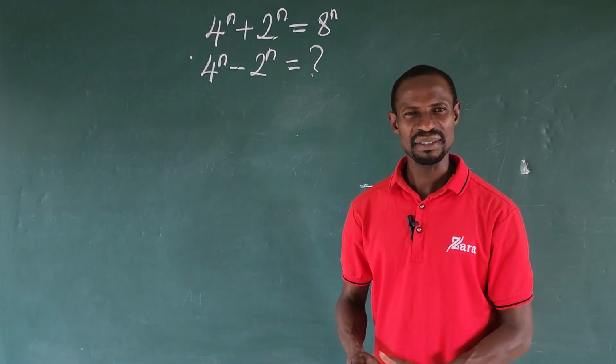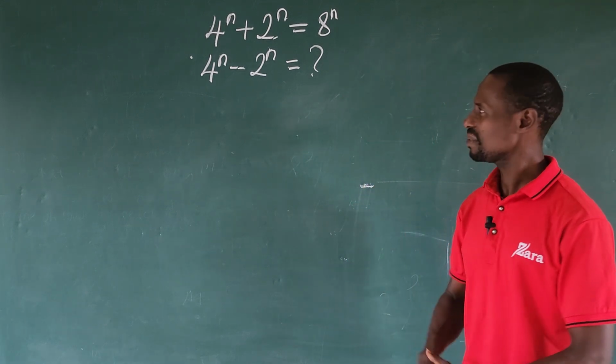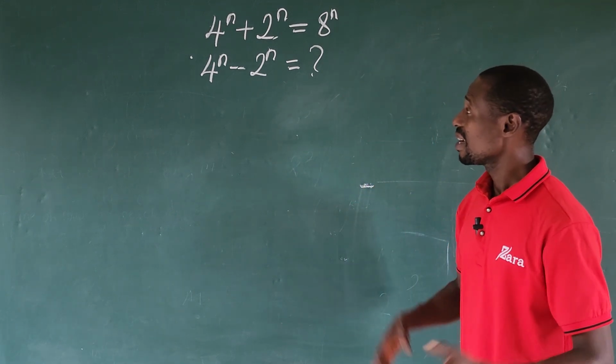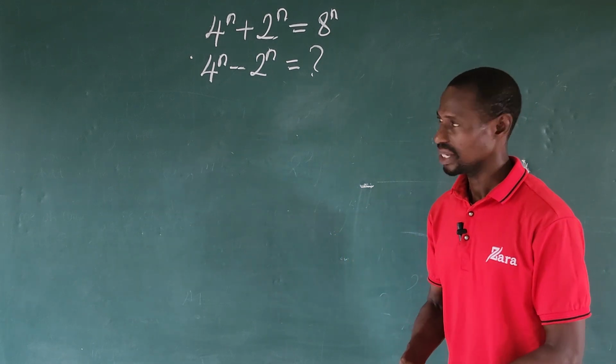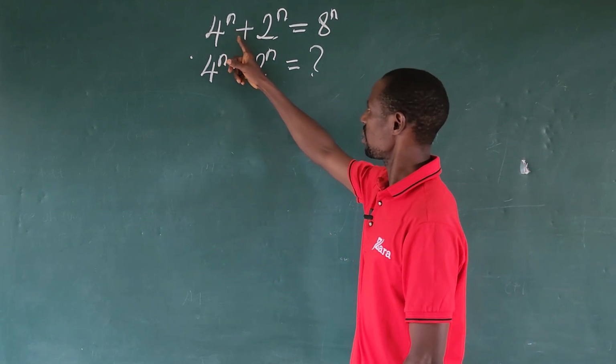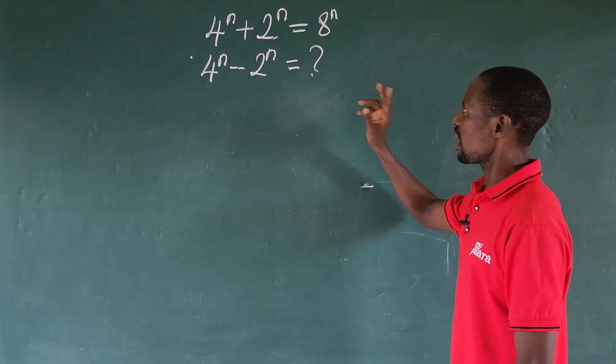Here we have a very simple maths challenge. Okay, it's a talking maths question. The question is easy if and only if you know what to do. Okay, we'll be given 4 to the power of n plus 2 to the power of n equal to 8 to the power of n.